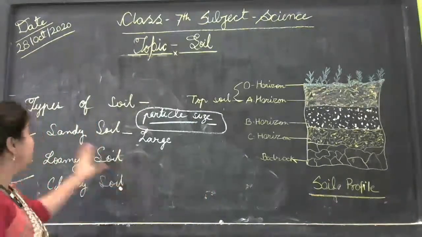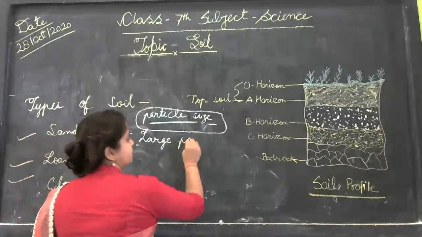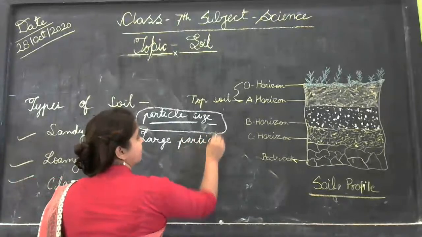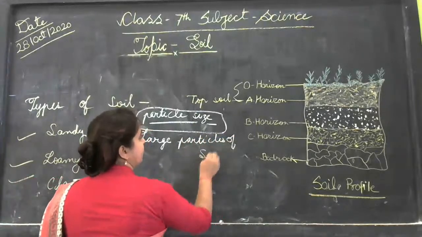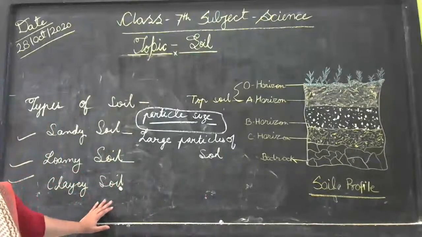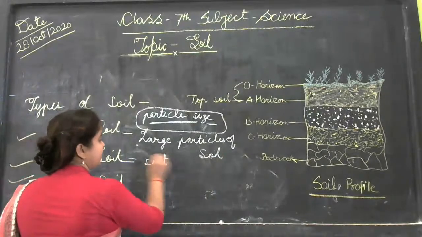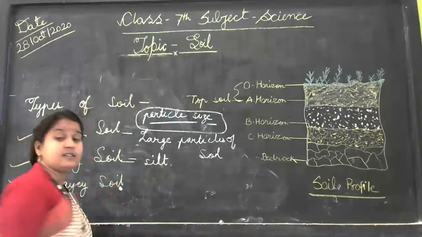Very clear to you? Now, sandy soil consists of large particles. Okay, large particles of what? Particles of soil. Clear? Next comes the loamy soil. What is the identity of this loamy soil? This loamy soil consists of silt. Silt. What are silts? What is silt, children?